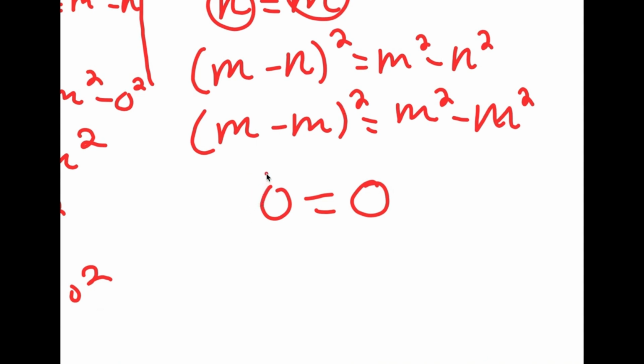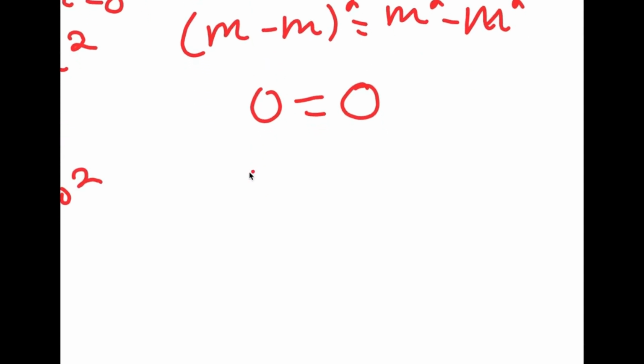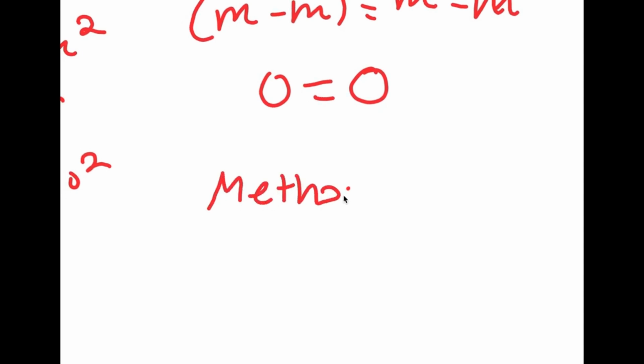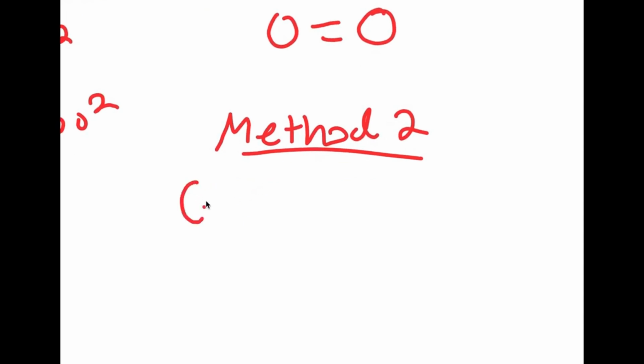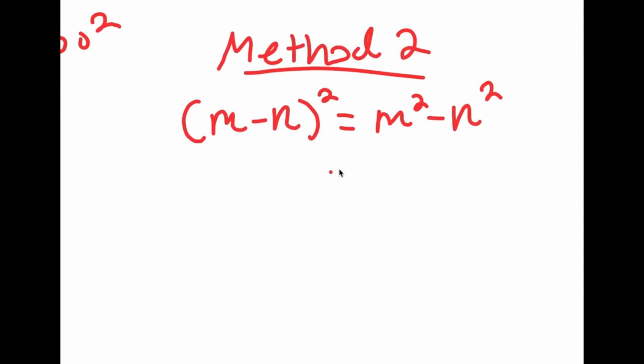So, now going back, what I'm going to do is do a different method to solve this problem. So method 2 is, first let's rewrite the equation. We have m minus n squared is equal to m squared minus n squared. And now this time, I'm going to again expand m minus n squared to m minus n times m minus n.